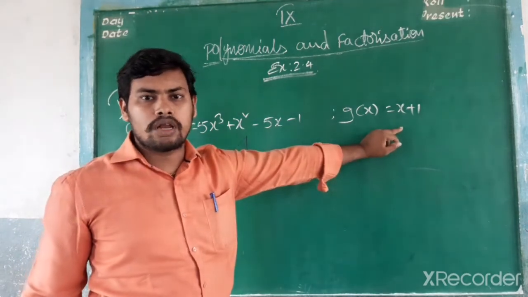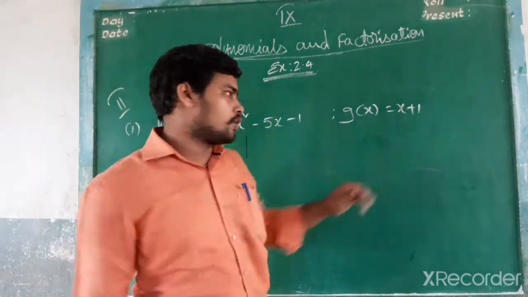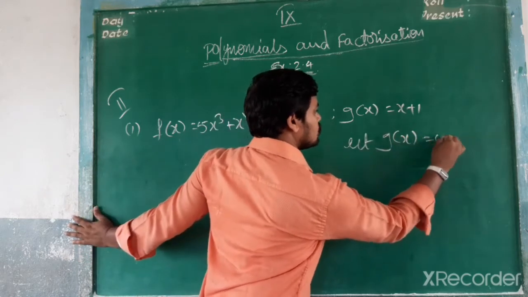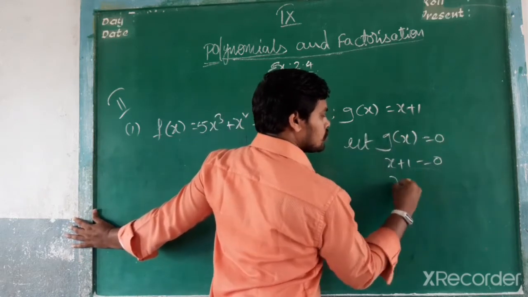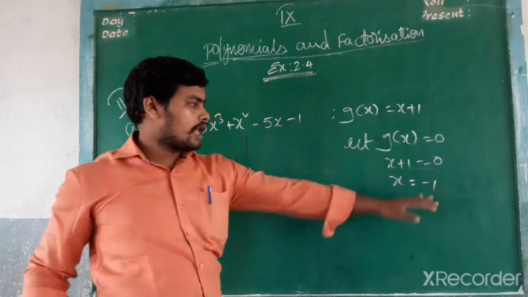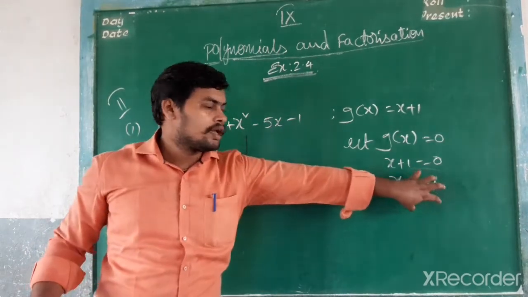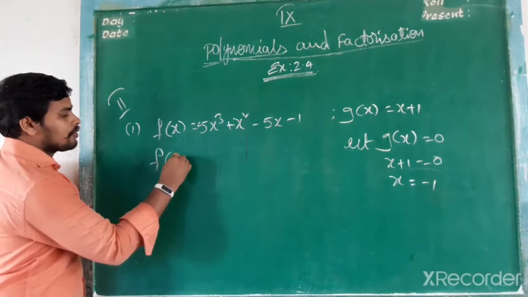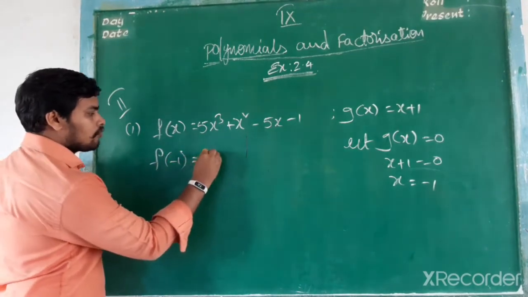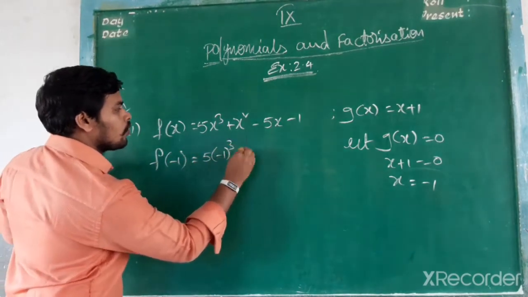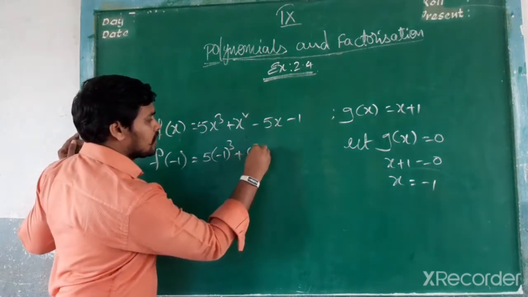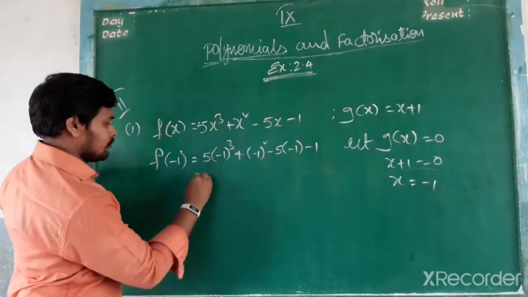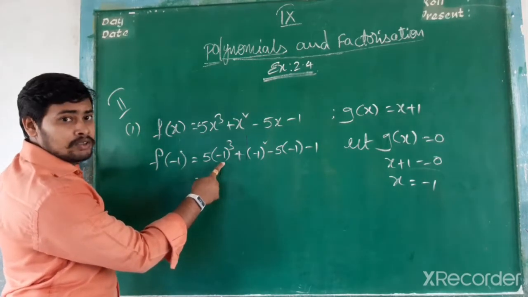The zero of this polynomial: let g of x equal to 0, x plus 1 equal to 0, so x value is minus 1. Simply write the x value minus 1 in the given sum. f of minus 1 equal to 5 into minus 1 whole cube plus minus 1 whole square minus 5 into minus 1 minus 1.